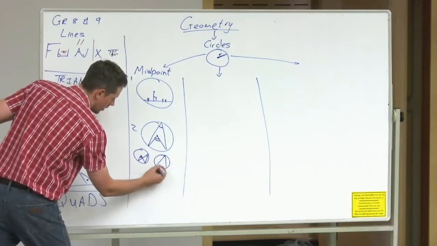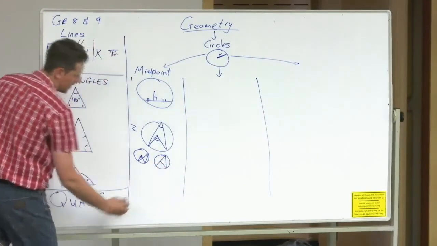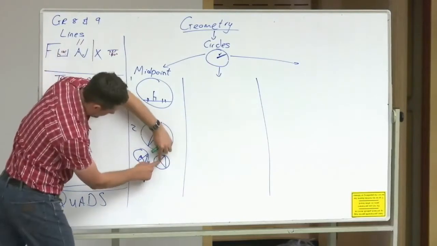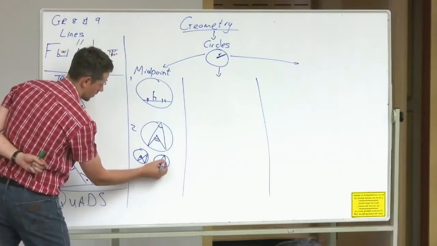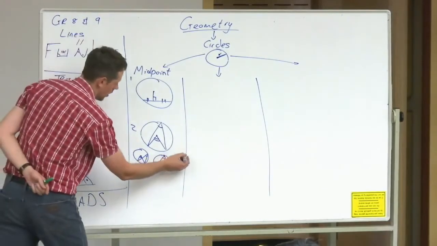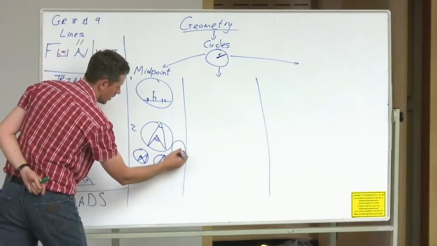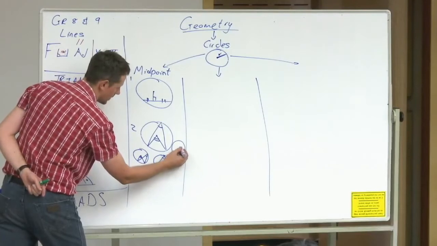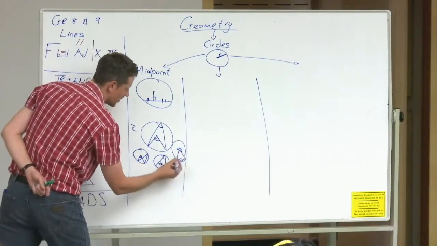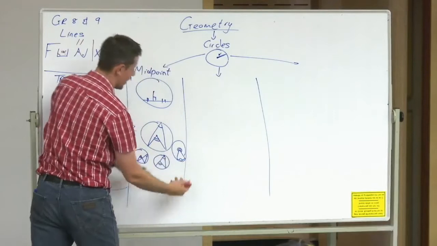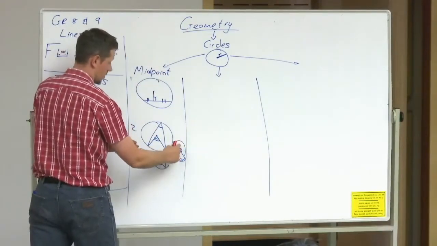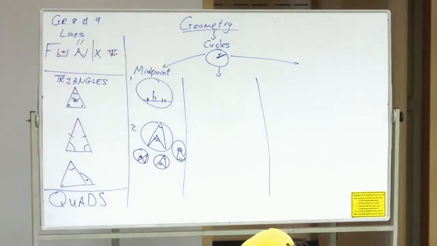The second one looks like that. The angle at the center is twice the angle at the circumference. Or the last one, the angle at the center is twice the angle at the circumference. But it has to be in the opposite circle segment. So even though I go there and there, it's the angle in the opposite circle segment equal twice that angle there.